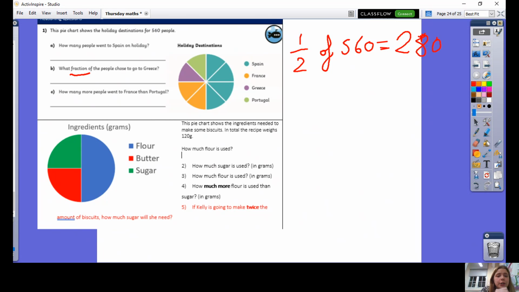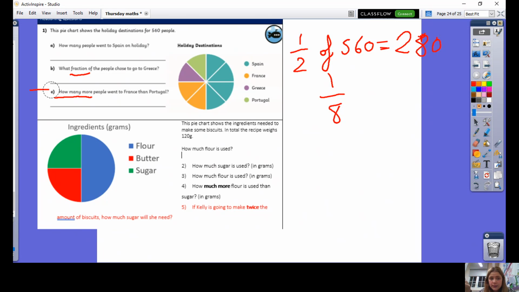B, what fraction chose to go to Greece? That is a fraction, so your answer would just be 1/8. If you said 1/8 of 560, you actually got that one wrong. This one was just asking for the fraction. How many more? That means at some point I'm going to have to do some subtracting. How many more people went to France than Portugal?